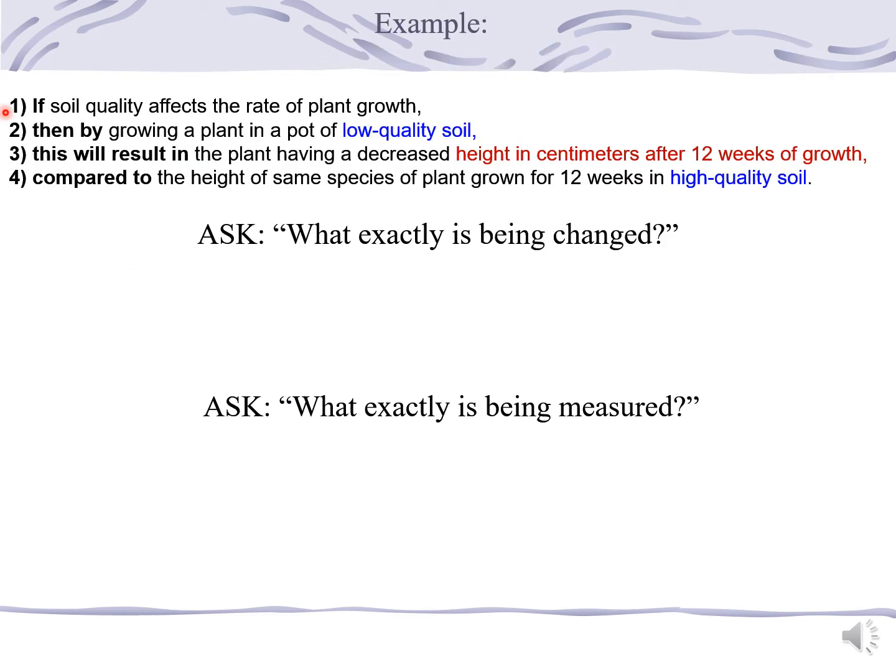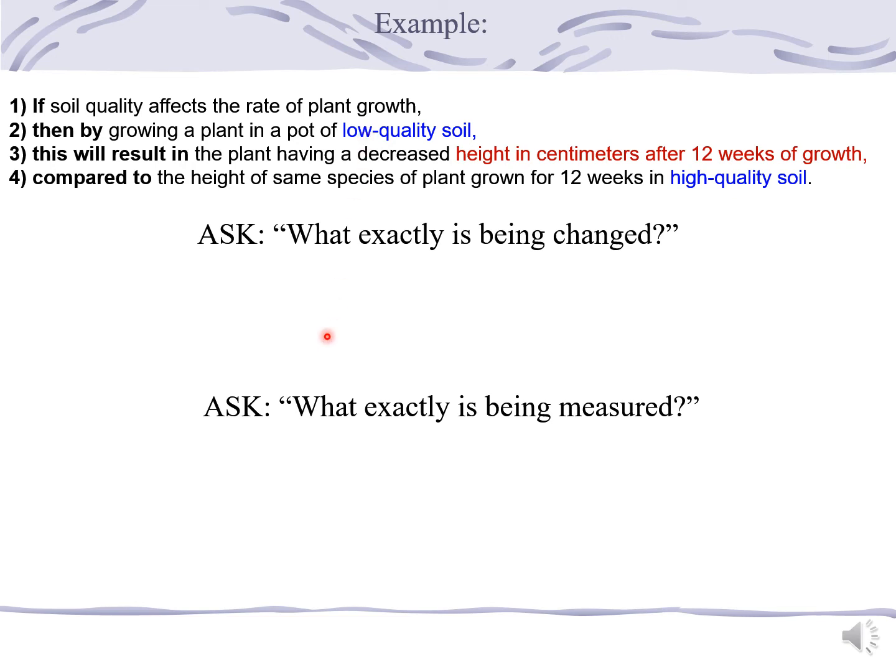And so for this example, I'm using that exact same hypothesis I did a few slides ago with the blended hypothesis format, where we're talking about soil quality affecting the rate of plant growth. For our independent variable, we simply have to ask, what exactly is being changed? How are we changing it? That should be right there in line 2. We're changing the soil quality, and we're going to be lowering it. So that's the change we're making. We're lowering the quality of soil that the plant is growing in.